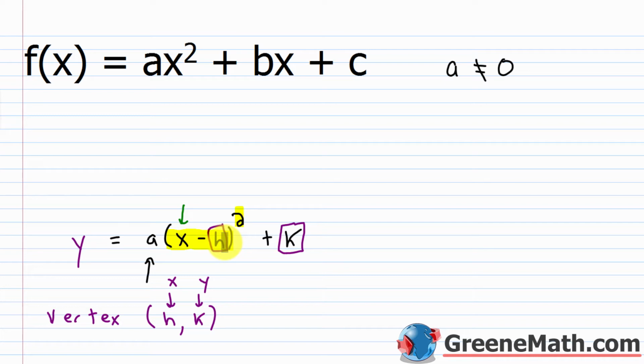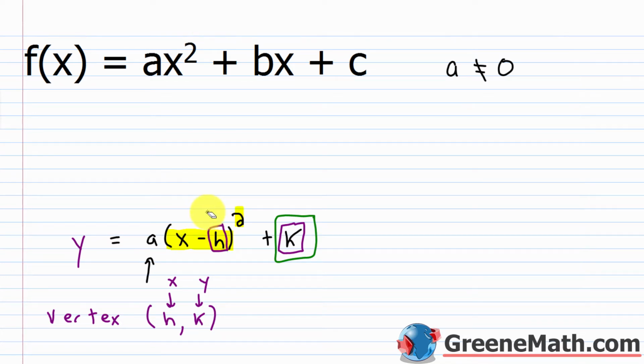So the best I can do at making this small is to plug in an h, right? Because h minus h would give me 0. So this guy right here, once I square 0 would be 0. I multiply it by a, I still have 0. So this is knocked out and I'm just left with k. So that's why your vertex occurs at the point h, comma, k.